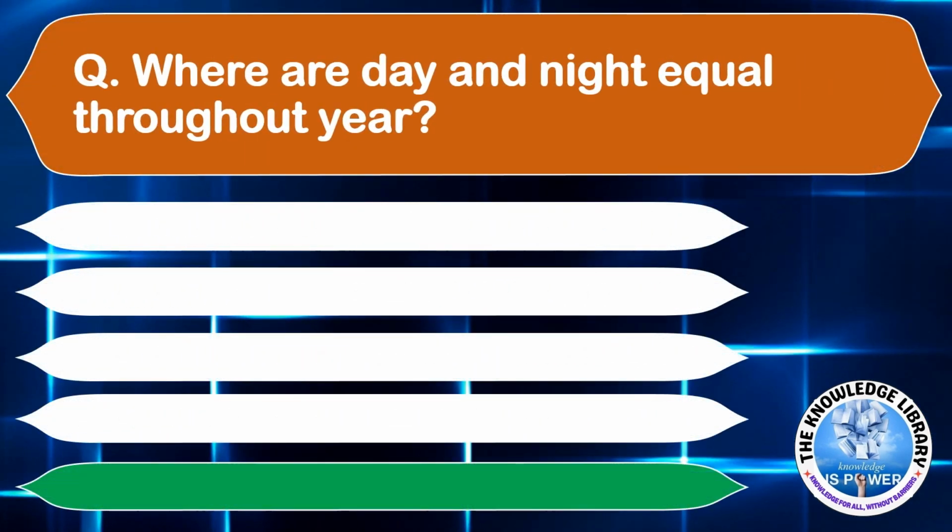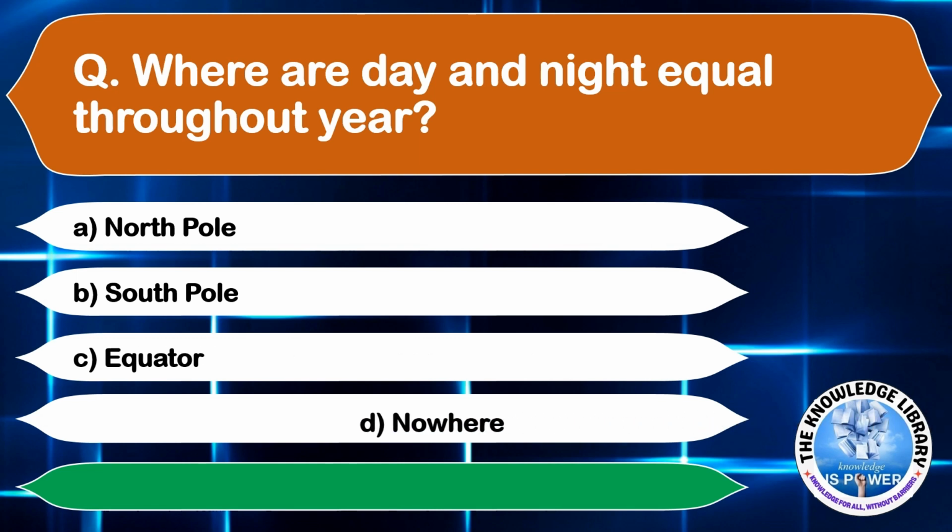Where are day and night equal throughout the year? Option A North Pole, option B South Pole, option C Equator, and option D nowhere. So the correct answer will be option C Equator. Moving on to the next question.